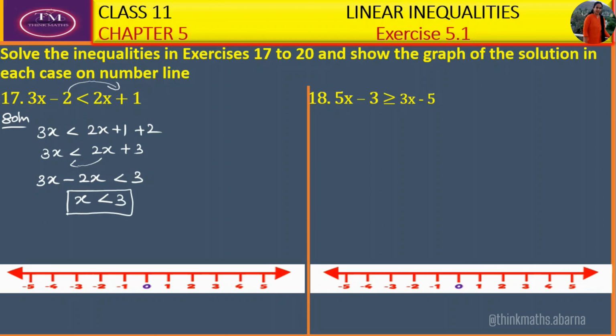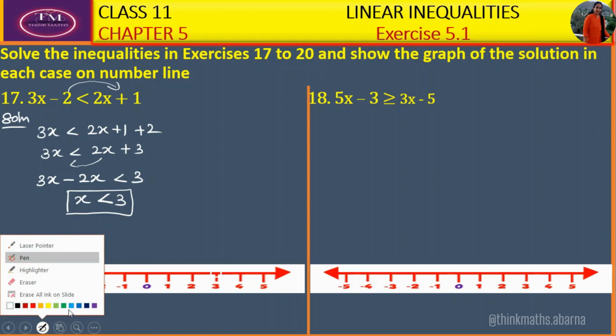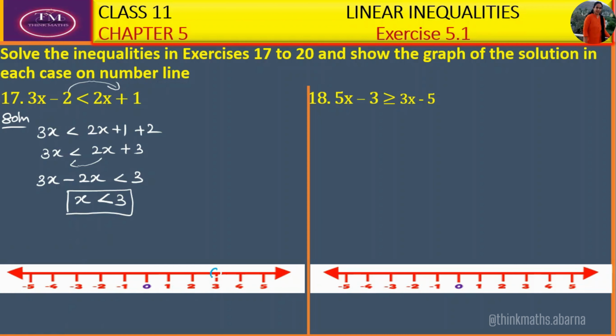So this is the inequality we need. So x is less than 3, as it is a strict inequality. Where is 3? This is 3. So just circle it. I'll use another ink. Okay. So circle it. If it is a strict inequality, circle. Less than 3. Less than means we should move towards the left side. So we should move towards the left side.